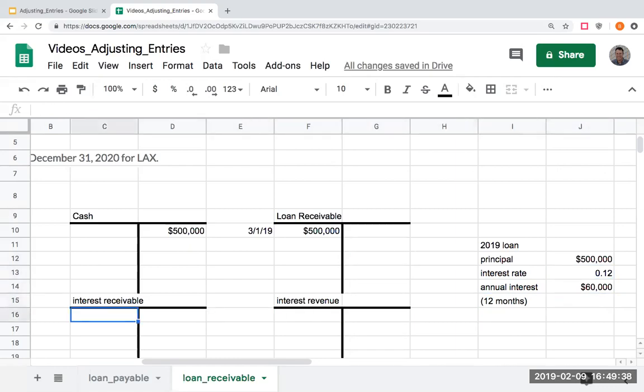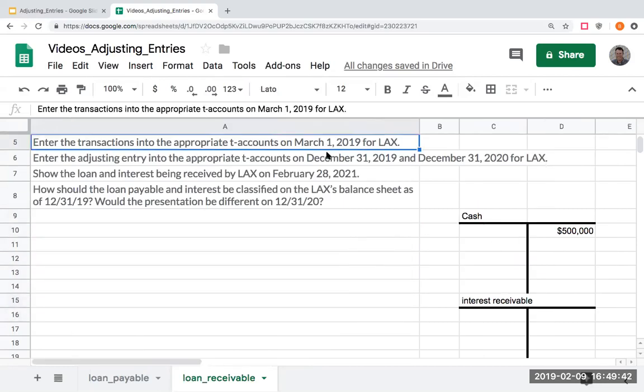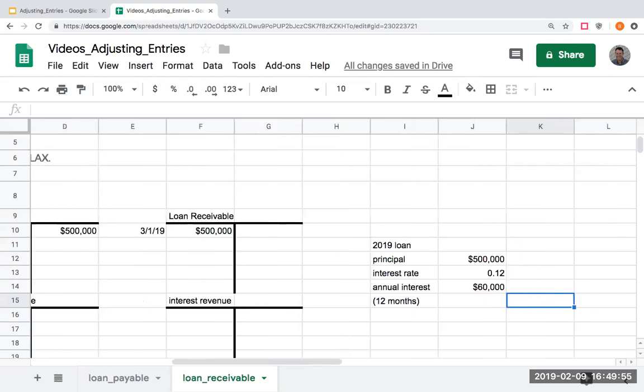Now for 2019, I have an issue here because that's not the right amount. 60,000 is not the correct amount. I have not borrowed the money for 12 months. I've borrowed it rather for 10 months. Now what I want you to do is to close your eyes and count this on your fingers. March, April, May, June, July, August, September, October, November, December. 10 months on your fingers.